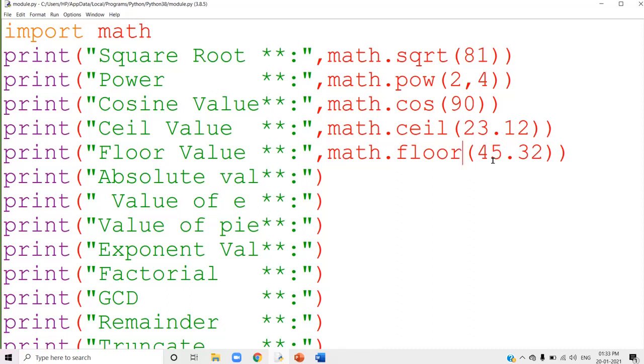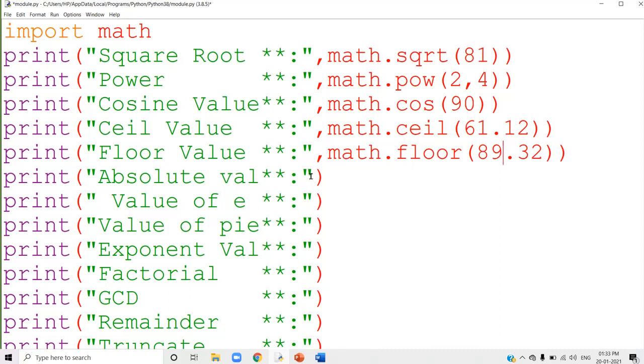Floor will give you the nearest integer, the next smallest integer. That is the difference. One more example I'll give you. If I am writing 61.12, what will the ceil give you as the answer? It will be 62. Now I'll change the number. What will 89.32 give you for floor? It will be 89. Understood the difference?